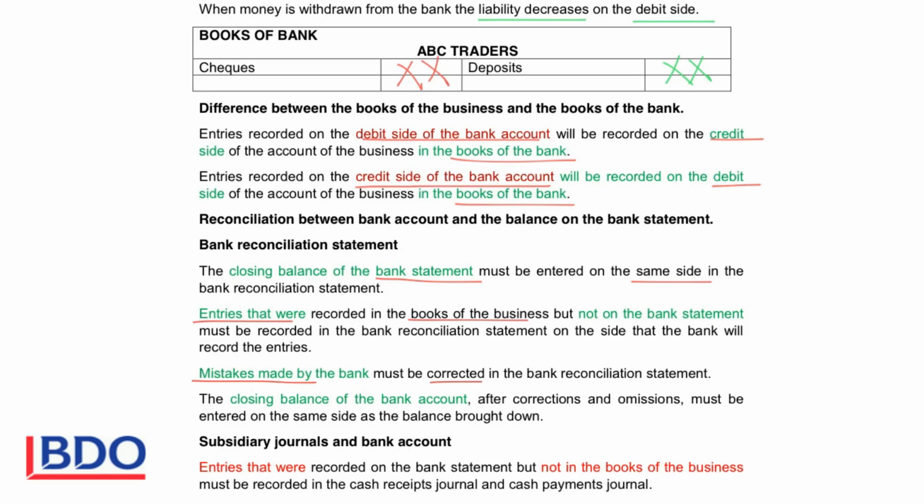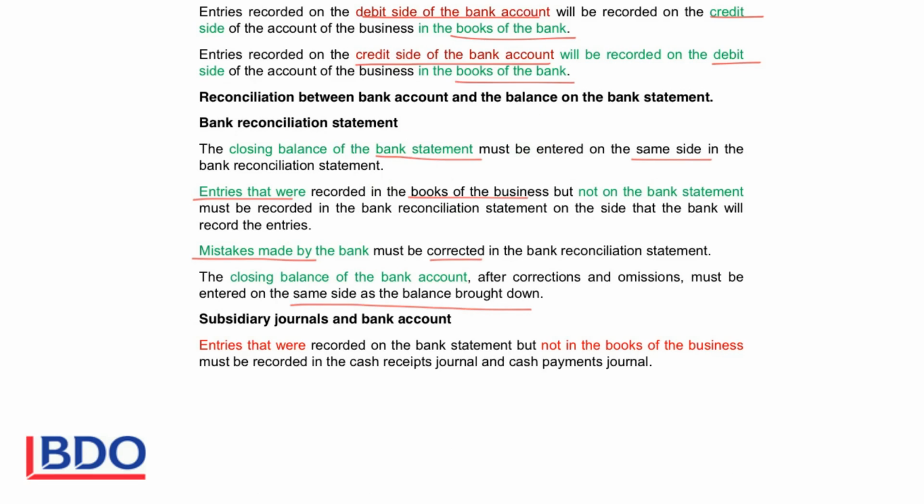If the closing balance of the bank account after any corrections or omissions, so after we completed all the other entries, will be entered on the same side as what the balance was brought down in your bank account. If we add up the debit side and credit side of the bank reconciliation, the two totals should now be the same. Entries that were recorded in the bank statement but not in the books of the business must now be recorded in the cash receipts and cash payments journal.